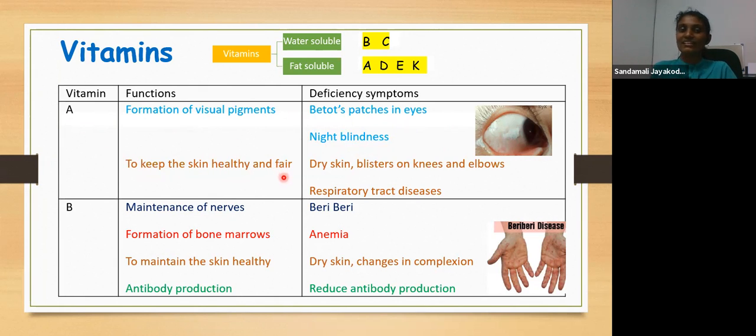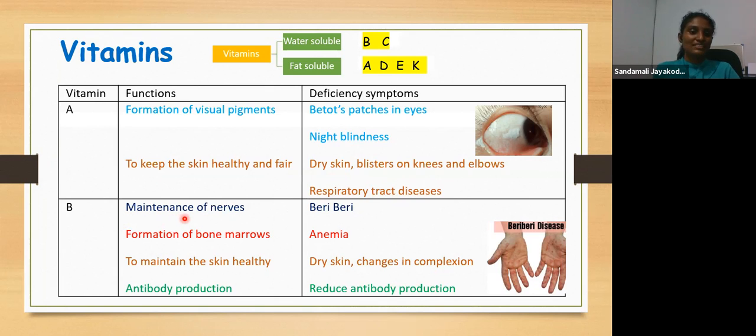Vitamin A is important to keep the skin healthy. If we don't have enough vitamin A in our food, we will get dry skin, blisters on knees and elbows. Tiny thorn-like bumps come on the elbows or knees, or the dry skin gets tiny field-like squares. Like that, dry skin and respiratory tract diseases. Those are deficiency symptoms due to vitamin A deficiency.